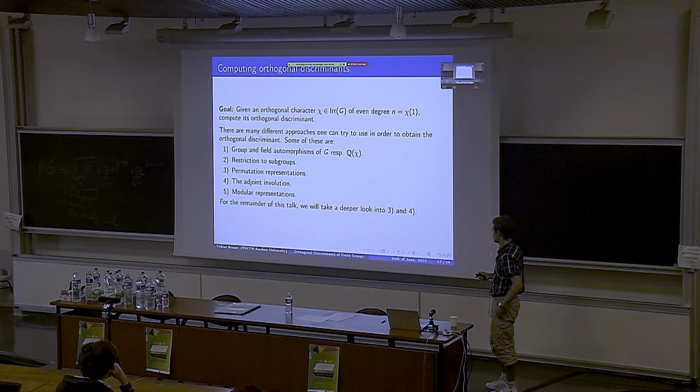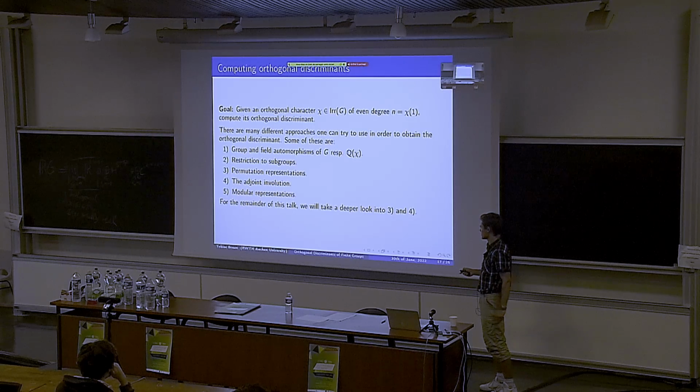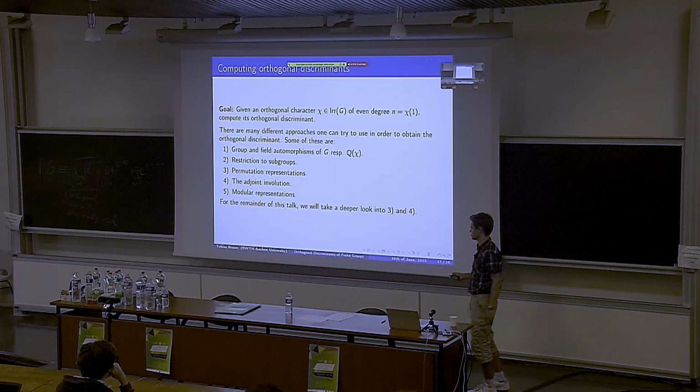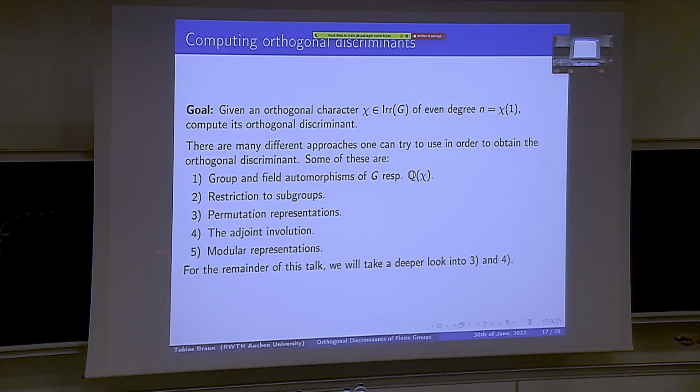I want to talk a bit more about the third and the fourth point at the end of this talk. And finally, what you can do is consider modular representations. So here, Brauer characters will get involved, which are just modular characters. What you can do is basically take your representation in characteristic 0 and reduce it modulo sufficiently many primes, and then you get conditions on what your orthogonal discriminant could be. So there is quite a rich theory involved in the fifth point. But we now will, just for the last 10 minutes, I guess, take a deeper look into 3 and 4.